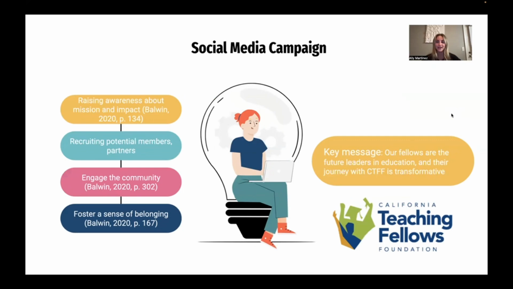And I just want to preface by talking about the key message first. The California Teaching Fellows Foundation states that our fellows are the future leaders in education, and their journey with CTFF is transformative. Some ways to campaign this is by raising awareness about their mission and the impact that they do, recruiting potential members and partners, engaging in the community, and lastly, fostering a sense of belonging.